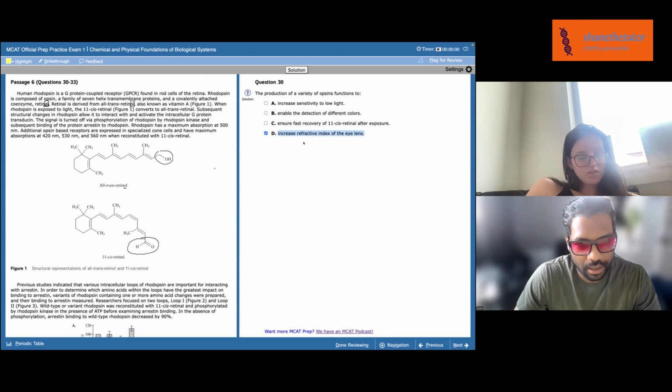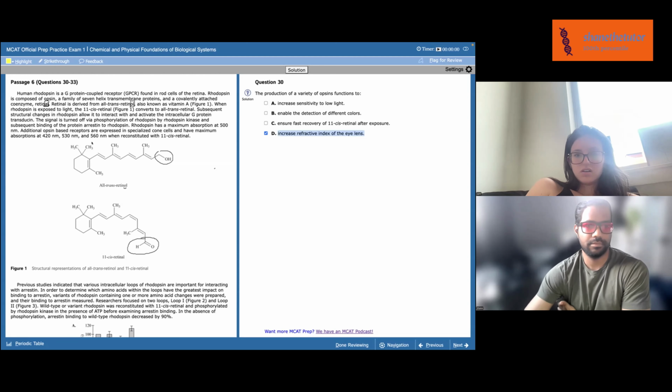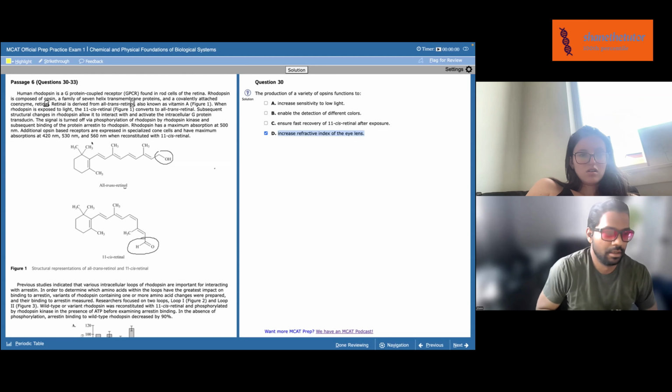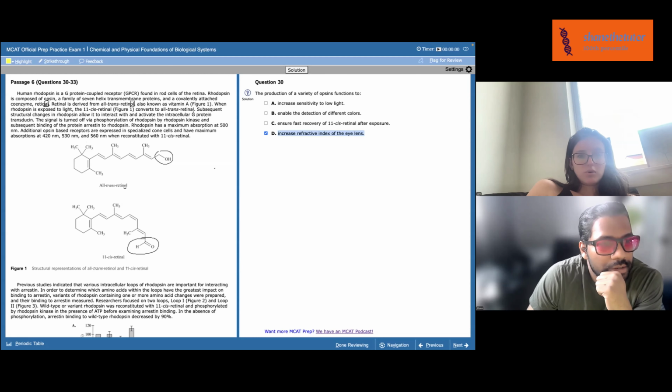So okay, we can get rid of D. Keep going. I think A is wrong. Keep going. Enable detection of different colors. Maybe because these are the wavelengths for different colors. Ensure fast recovery. I guess it never says anything about it going back to 11-cis retinol. Activates the G protein. So B?